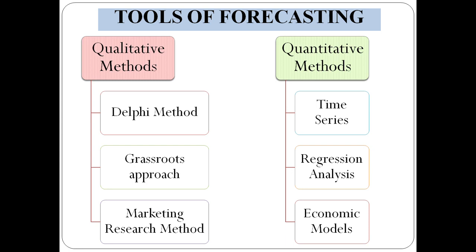Then is the grassroots approach, wherein this is generally followed when you are forecasting sales, when you are trying to forecast the sales for the future, the demand for your product and services for the future. So this method says that you talk to the salesmen, the sales force of your marketing department, because they are actually working on the ground. That is why this is known as grassroots approach, because you are going to the grassroots level.